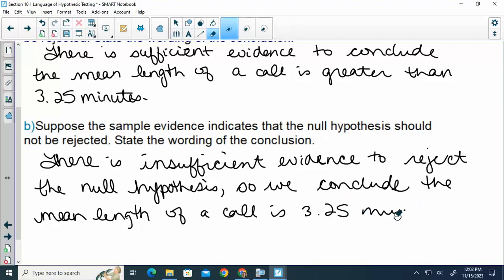So I'm concluding the average is still 3.25, but I'm not saying that I proved it was 3.25. I'm saying I didn't have enough evidence to prove that it's not. I couldn't prove that this was false, so I have to stick with that. Okay, we had a reason to believe it used to be this. If I can't prove that's no longer the case, we have to continue to assume this is still true. Any questions there?